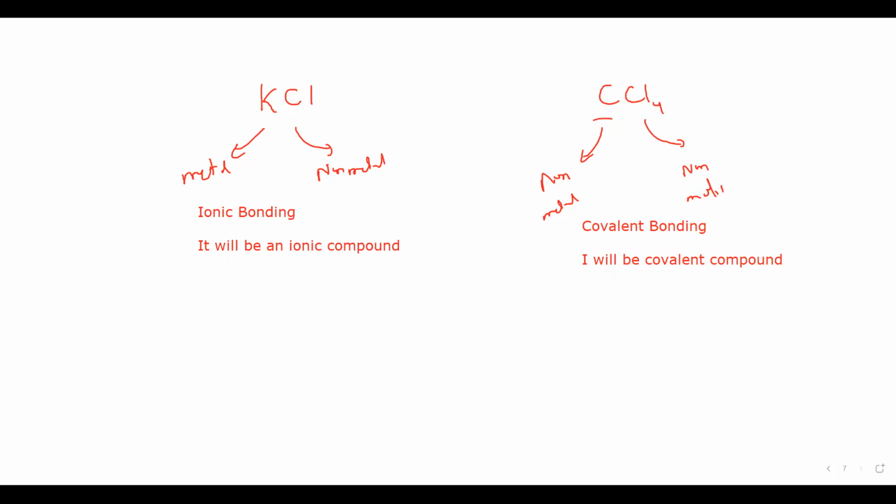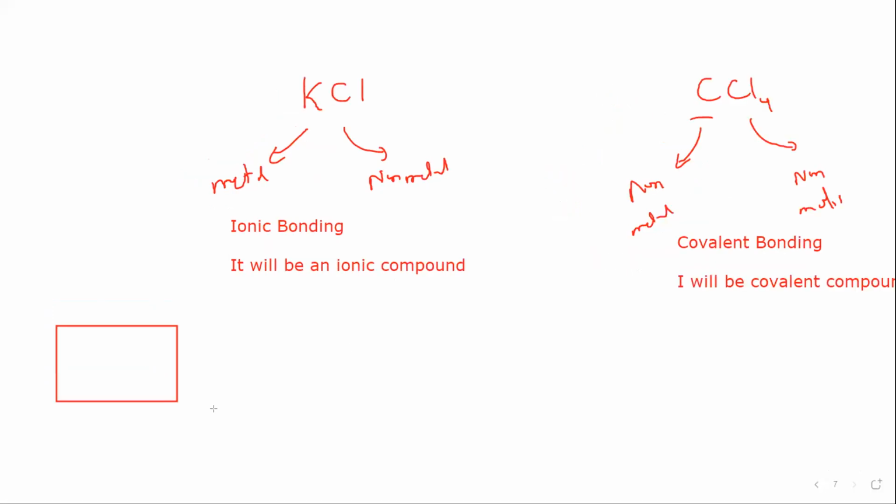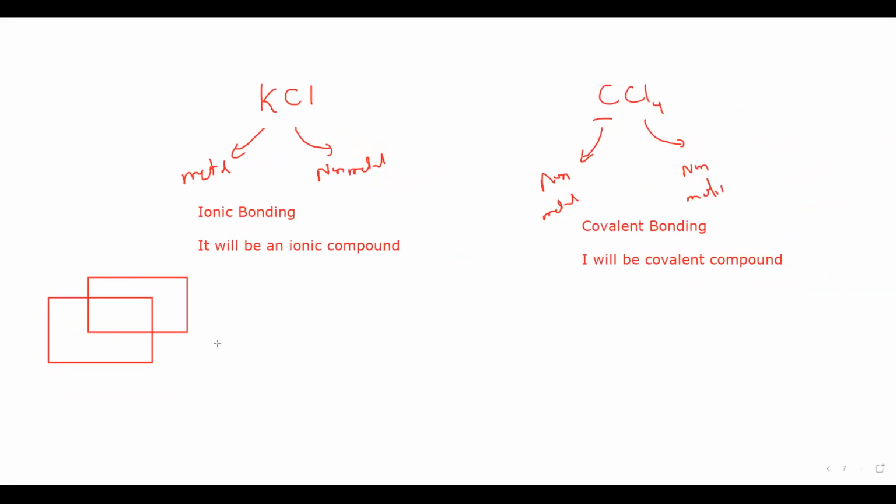Now for example, if we have solid potassium chloride, in solid potassium chloride, it's a regular arrangement of the ions. The positive ions are there and the negative ions.